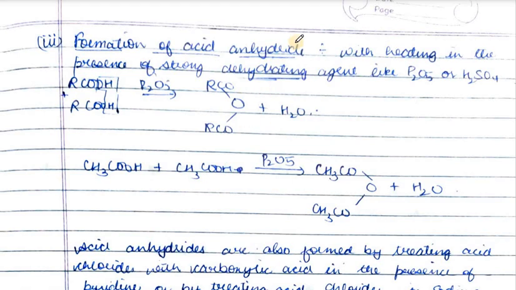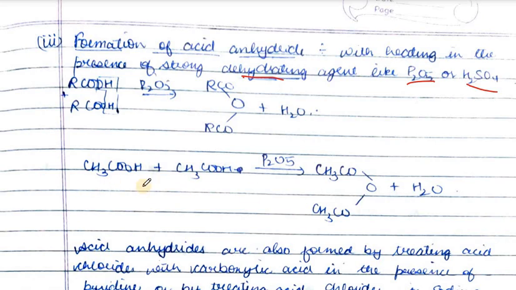And then is formation of acid anhydrides. If OH is replaced with OCOR, then we get acid anhydrides. That is, if carboxylic acids are treated with dehydrating reagents which remove water, like P2O5, phosphorus pentoxide, or sulfuric acid, then two molecules lose water and the rest get attached, that is RCOOCOR, it is an anhydride. So anhydrides are formed when carboxylic acid is treated with dehydrating reagents like P2O5 or H2SO4.